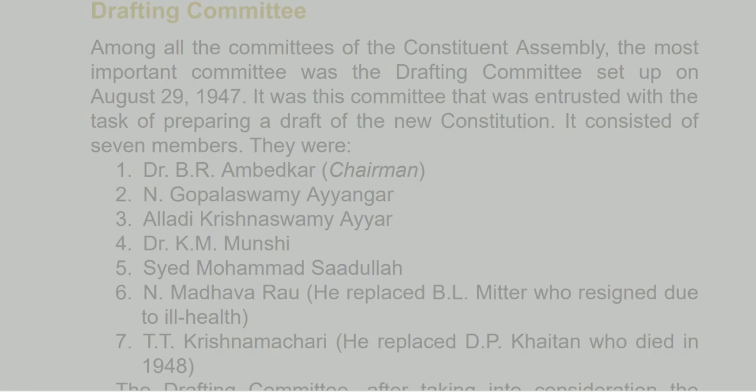Drafting Committee. Among all the committees of the Constituent Assembly, the most important committee was the Drafting Committee set up on 29 August 1947. It was this committee that was entrusted with the task of preparing a draft of the new constitution. It consisted of 7 members.